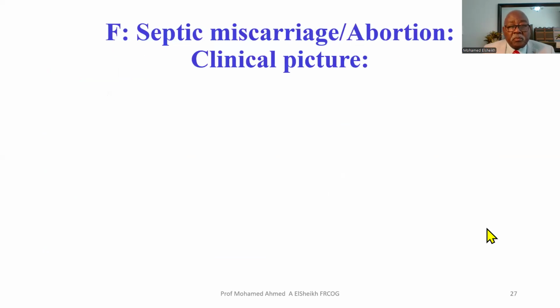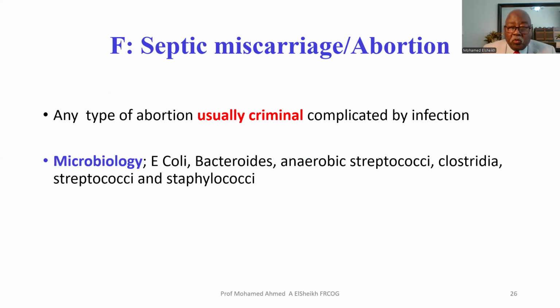Septic miscarriage. With any type of miscarriage or abortion, usually when you say septic miscarriage, it could be a septic abortion, because it is a type of miscarriage or abortion, which is usually criminal, complicated by infection. So it's an induced one. Septic miscarriage occurring spontaneously is not very common. The common one is septic abortion, which means that the abortion has been induced, in most cases criminally induced.